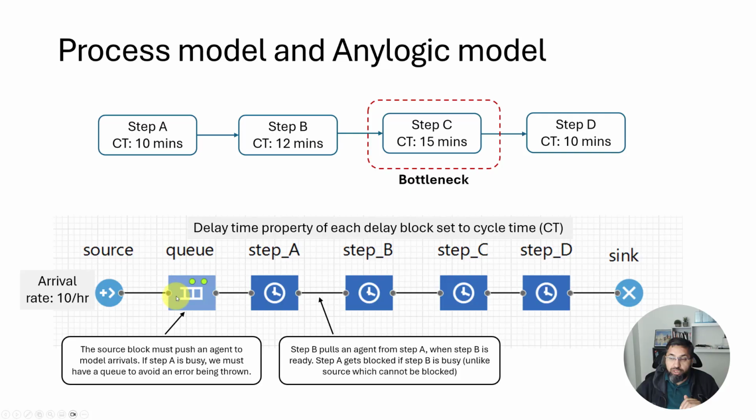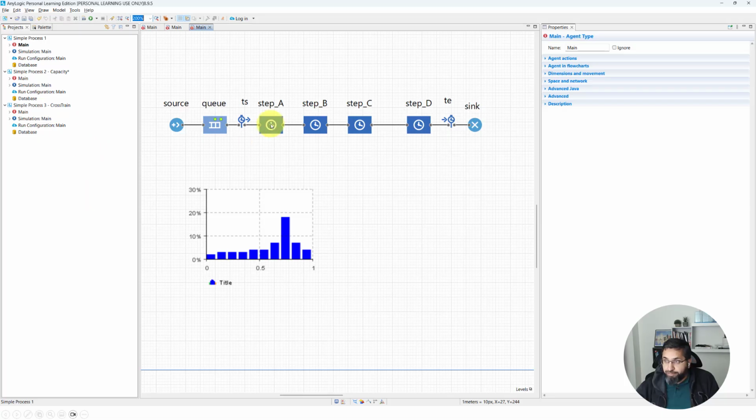So we have to put a queue here because the source block cannot be blocked. It has to push the demand out, and that is for a good reason, because you want to capture all the demand in a queue here to see how much demand there was. Otherwise, you'll see, oh, the demand was low, maybe that's why my output is low. Well, no, if you put the queue, it will show you your demand was high, your output is low because of the bottleneck, right? So let's make this process in AnyLogic.